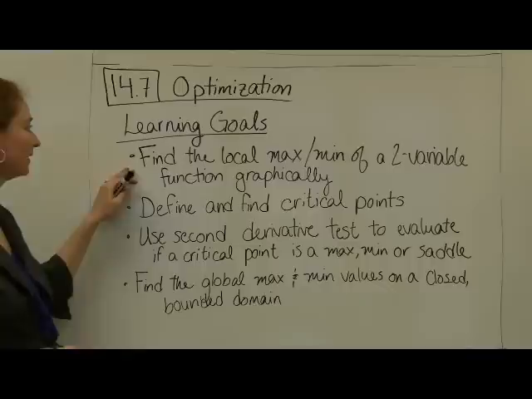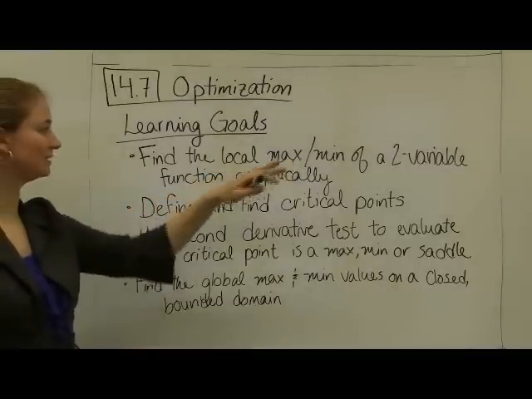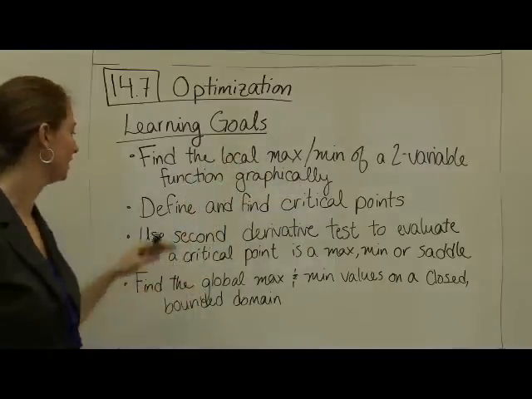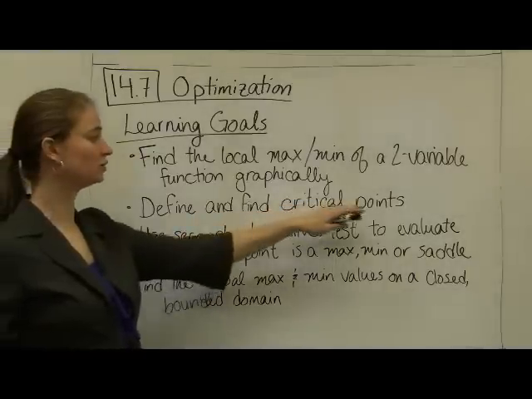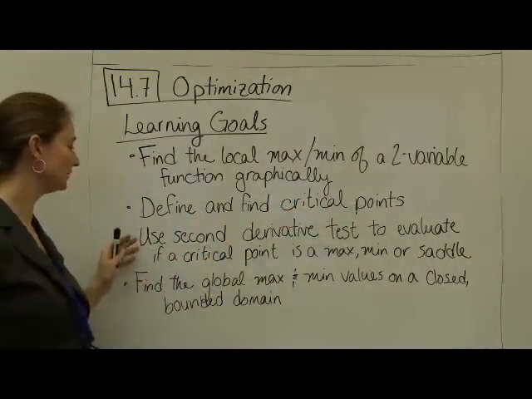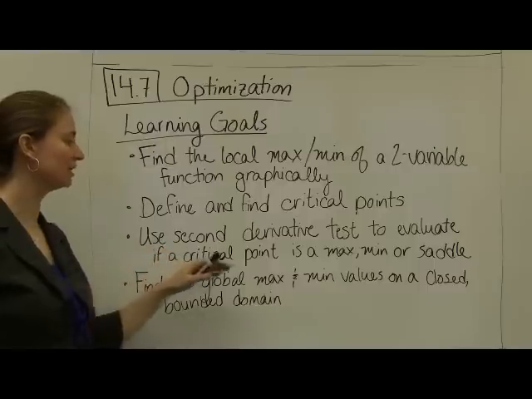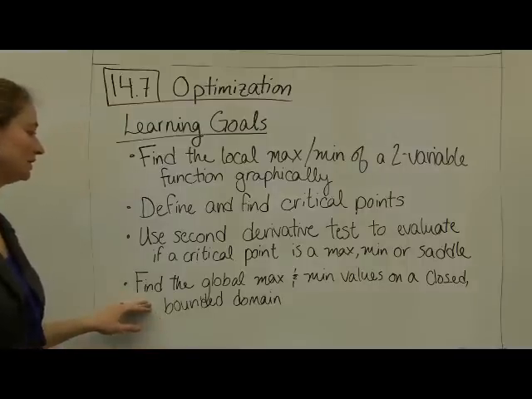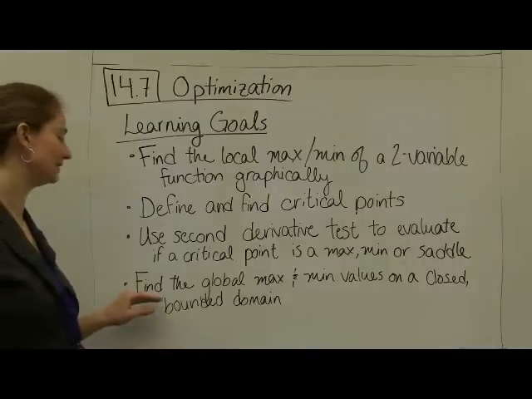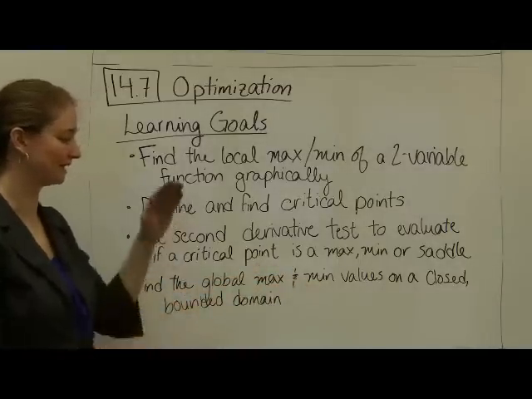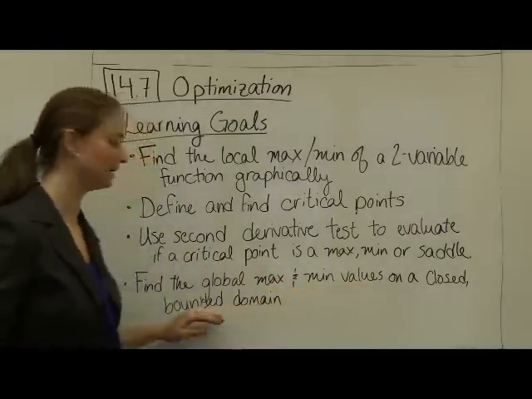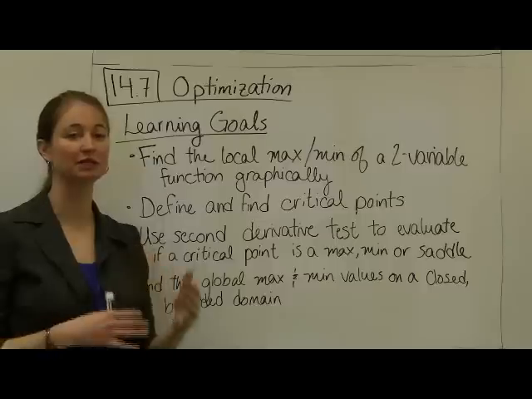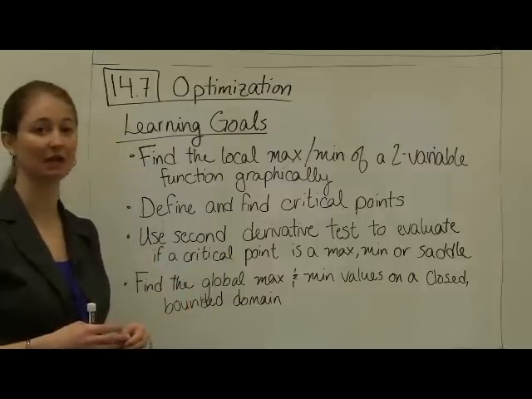The learning goals for today: 1, we want to be able to find the local max and min of two variable functions just by evaluating it graphically. So taking a look at what the graph looks like. We also want to be able to define and find critical points, and we need to be able to use the second derivative test to evaluate whether a critical point is a maximum, a minimum, or a saddle. And then finally, we want to be able to find the global max and min values, so the ultimate maximum and the minimum values on closed bounded domains. It's actually a lot of material, but I think it's really interesting material, and it builds really intuitively on some of the things that you've done previously in calculus.